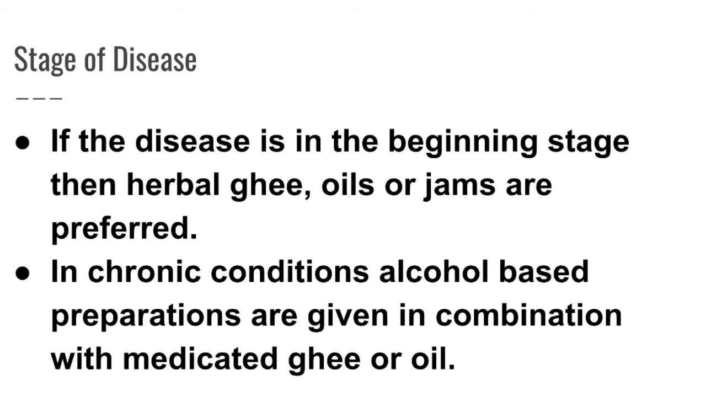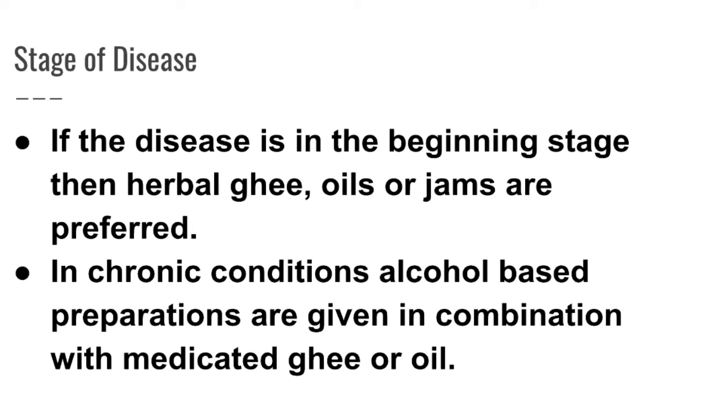Next, if you see the stages of disease, if the disease for the patient is in the beginning stage, then giving herbal ghee, oil or jams will be preferred. At that time the digestion power would not be affected greatly. So at the beginning we can prefer herbal ghees, oils or jams.